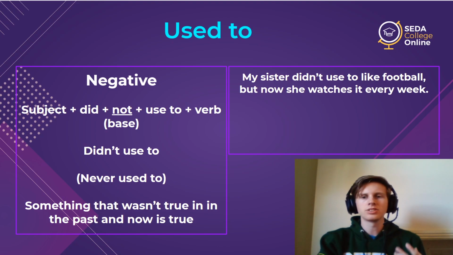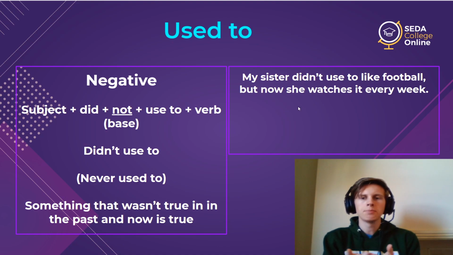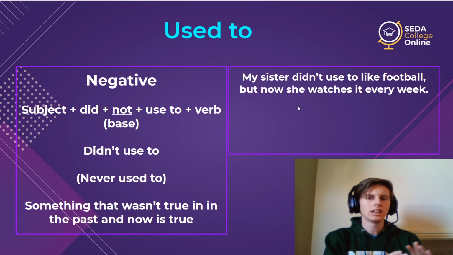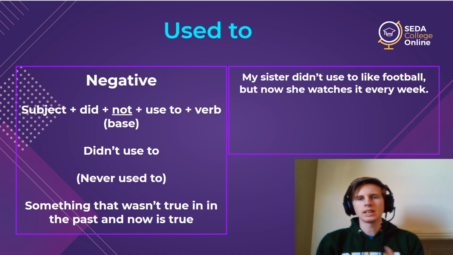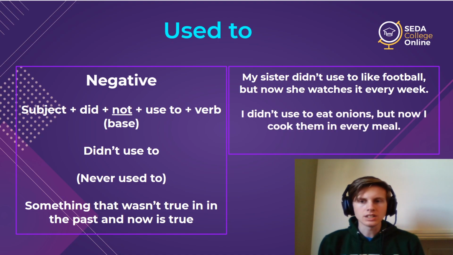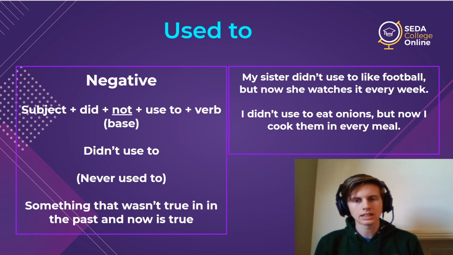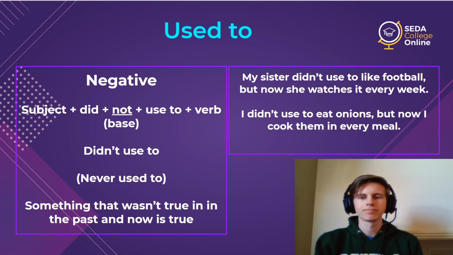So it's very common to use this phrase with another sentence. We put them together because there's that idea that it didn't happen in the past, but now it does. So, what is the change? What is the reason? I didn't used to eat onions, but now I cook them in every meal. So, in the past I hated onions, but now I like them and I use them a lot. So I didn't used to, but now I cook them.